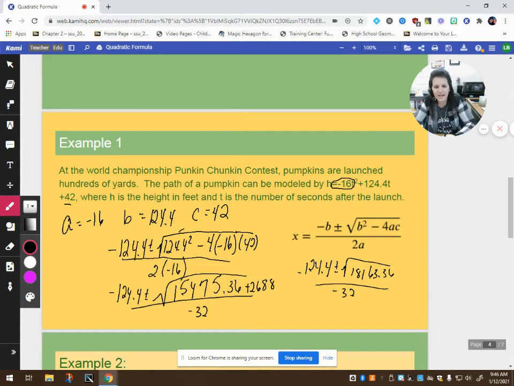So we can go ahead and take the square root of that big number. The square root of 18163.36 is 134.77.